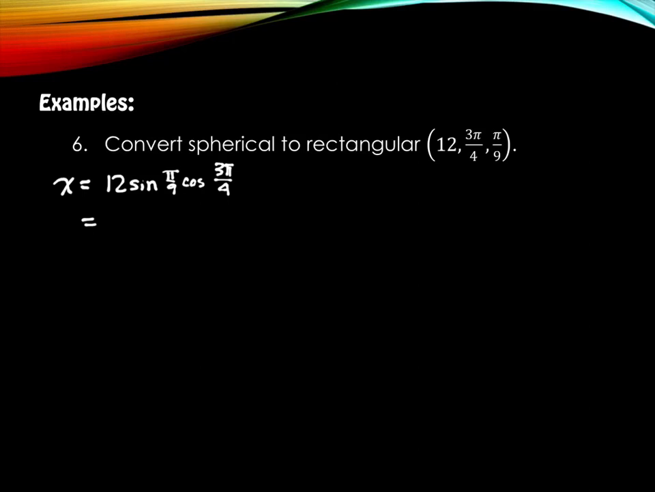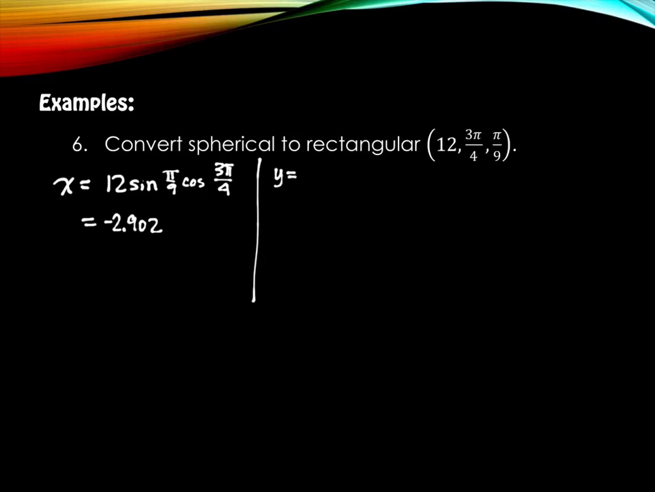Pi over 9 is not a unit circle value. So even though I could certainly get cosine of 3 pi over 4 on a unit circle, I'm going to eventually have to deal with the fact that I've got a pi over 9. So using your calculator at this point is a reasonable step. Go ahead and figure out what you have. And we'll use, again, 3 decimals for all of the stuff in this section. What x value do you get? Negative 2.902. Oh, in unison, that was beautiful. Negative 2.902.